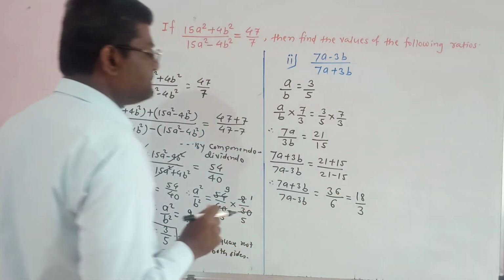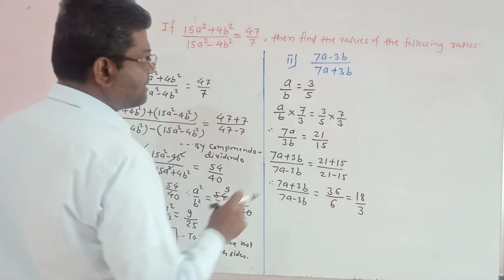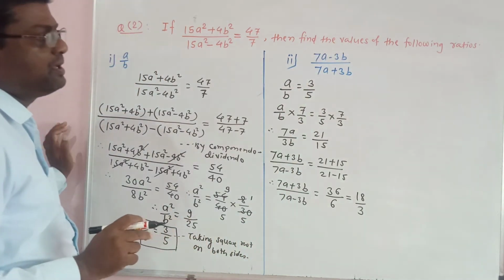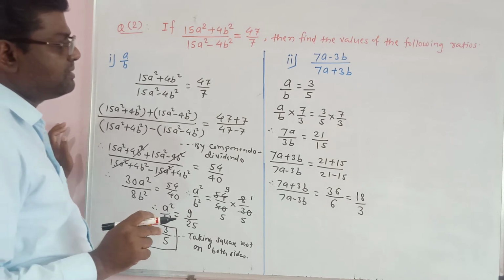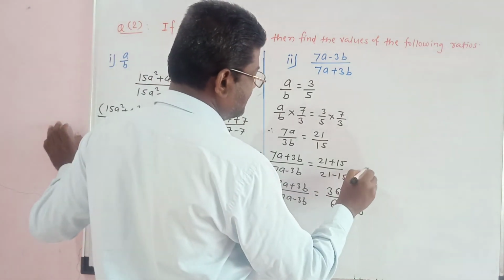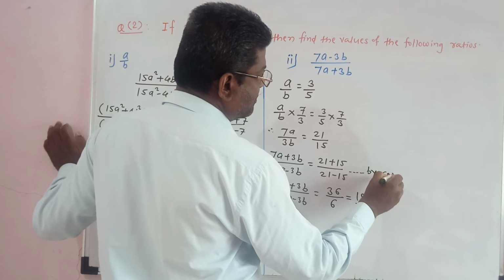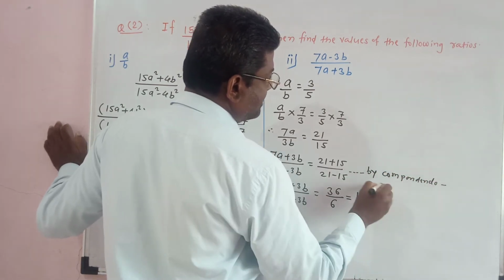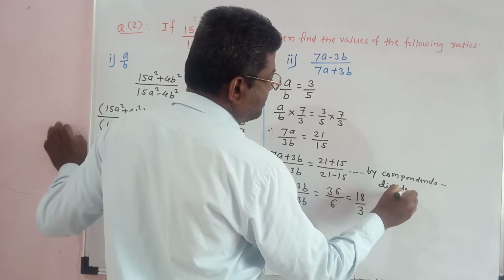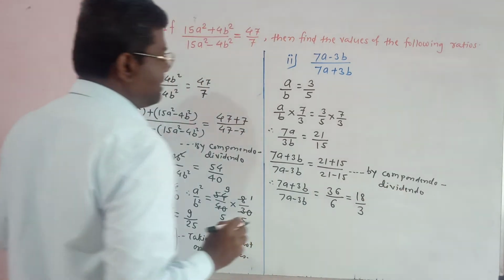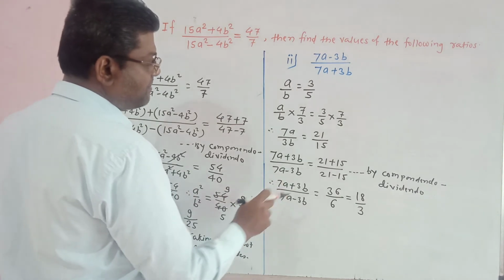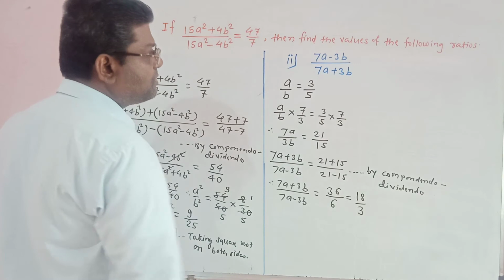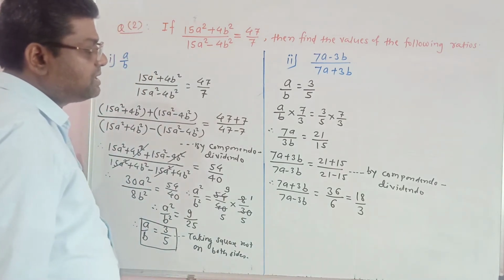18 upon 3. Now here we want the value of 7a minus 3b upon 7a plus 3b, and here the step is by componendo dividendo. Componendo dividendo, and our value is 7a plus 3b upon 7a minus 3b is equal to 18 upon 3.